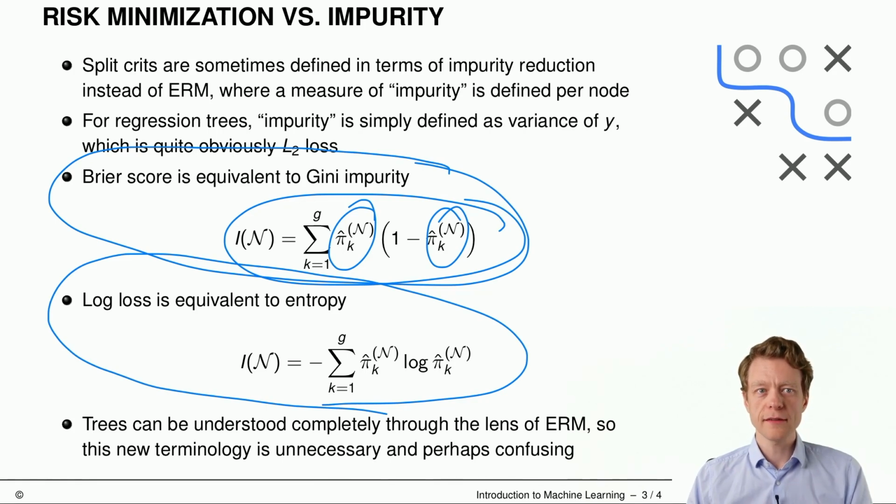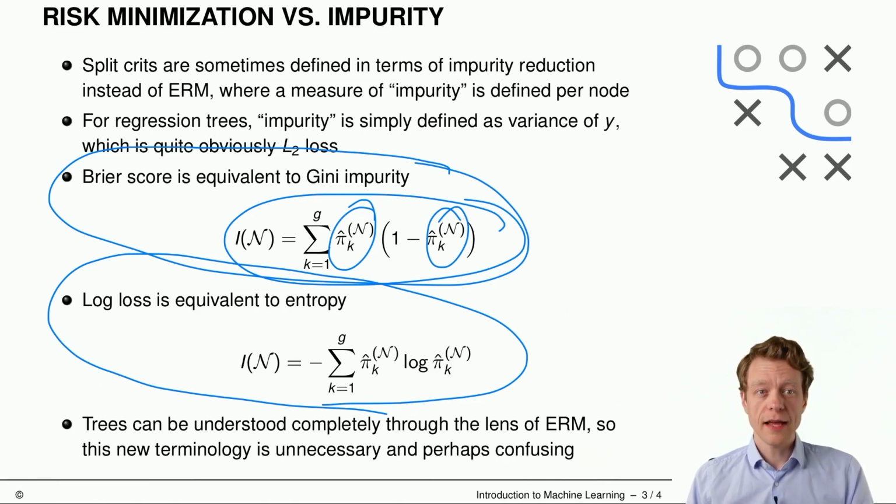So equivalent means that if we use log loss for deriving the optimal split, then we will end up in the same split as if we would use entropy. Perhaps as a small exercise for yourself, you can convince yourself that that will happen by just comparing the risk that results by using the log loss and the risk that results by using the entropy. And the same thing for Brier score versus Gini impurity.